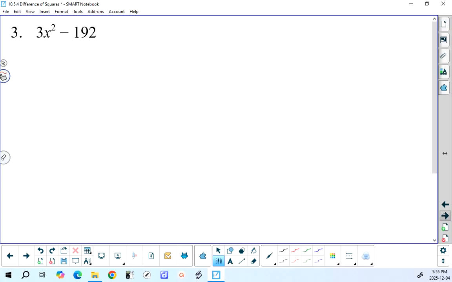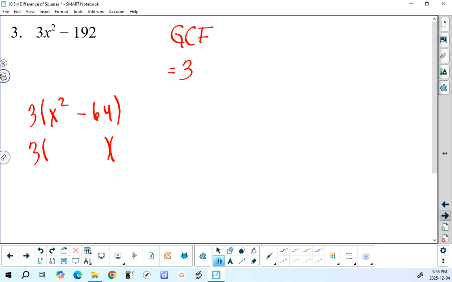Well, neither of these is a perfect square, but I've reminded you a couple of times to always look for a greatest common factor first, which is 3. You can check your calculator. 3 divides into 192. I can factor the 3 out and be left with x squared. I'll give you a second to take your calculator and divide 192 by 3 and convince yourself that you get 64. And now the x squared minus 64 is a difference of squares. It will be x plus 8 and x minus 8.